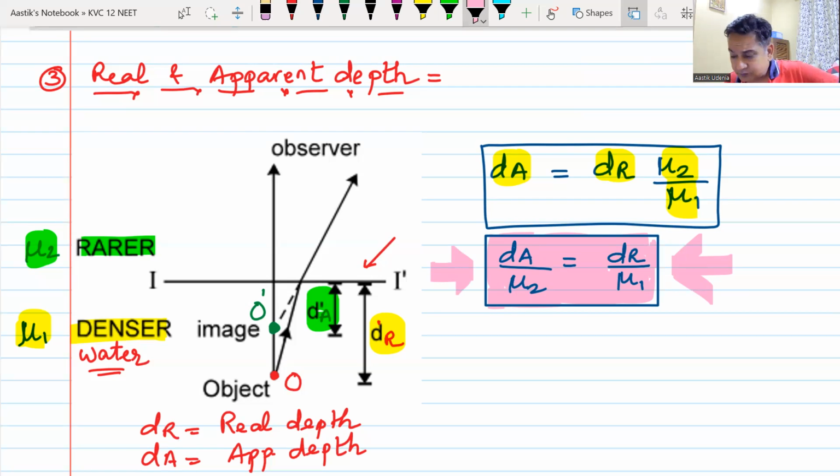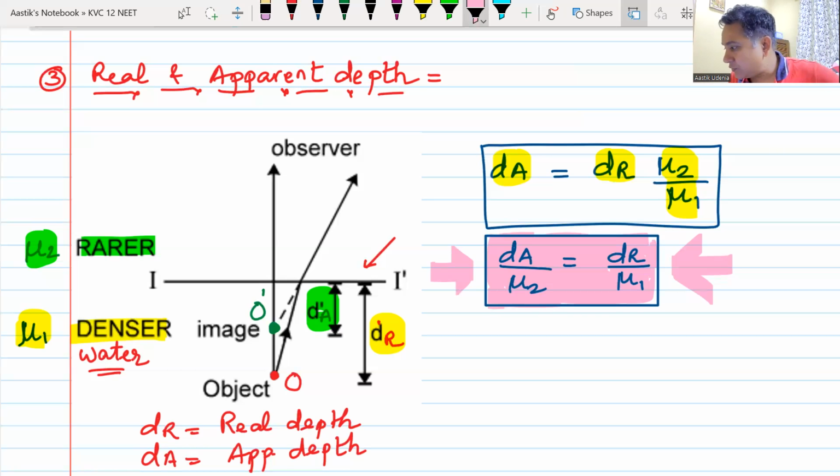Now remember how I remember it. dr is the real depth, and for the real depth, the object is in the first medium. So real depth divided by its mu will be equal to apparent depth divided by mu2. Apparent depth is the refracted depth. Apparent is always after refraction, so after refraction, you take mu2. Before refraction is real depth. So dr by mu1. This is how I remember it.